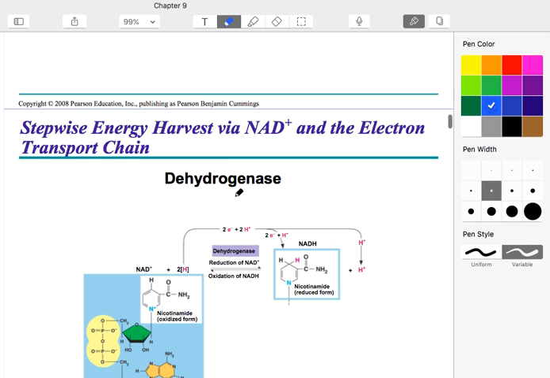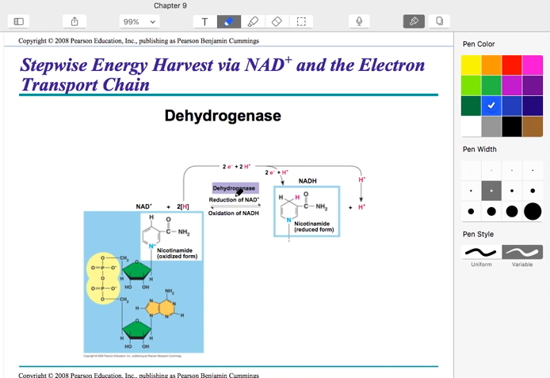And there is a stepwise energy harvest via NAD+ and the electron transport chain. So is NAD+ reduced or oxidized? Can you think about that? Does NAD+ gain or lose electrons? For example, NADH and NAD+. NAD+ has the capacity to bind with hydrogen to form NADH. What is the full form of NAD+? Nicotinamide adenine dinucleotide.